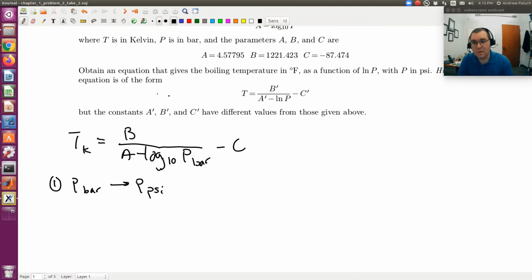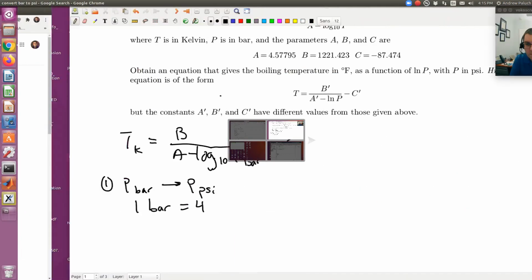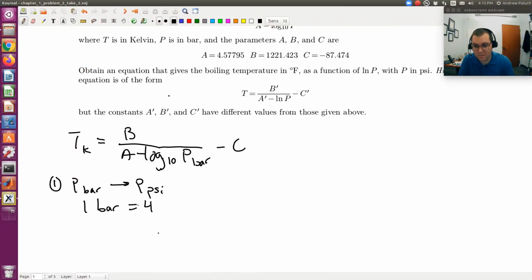Okay, so I have the conversion factor: 1 bar is equal to 14.504 PSI. That's supposed to be erased.